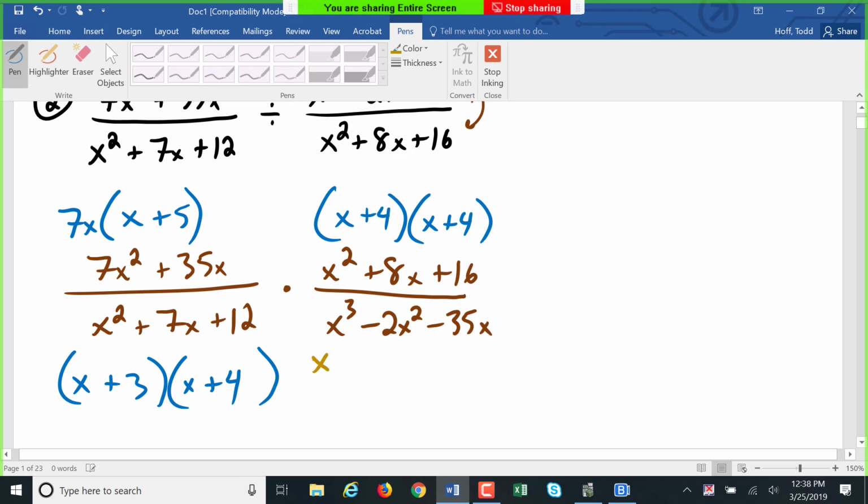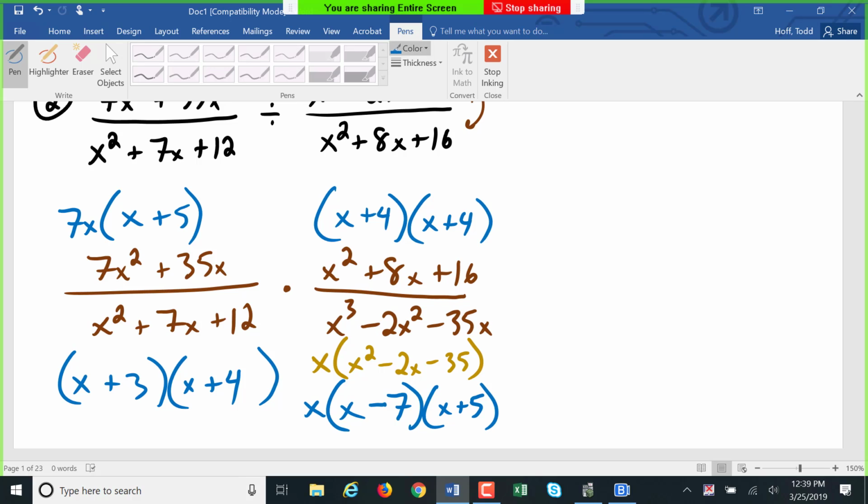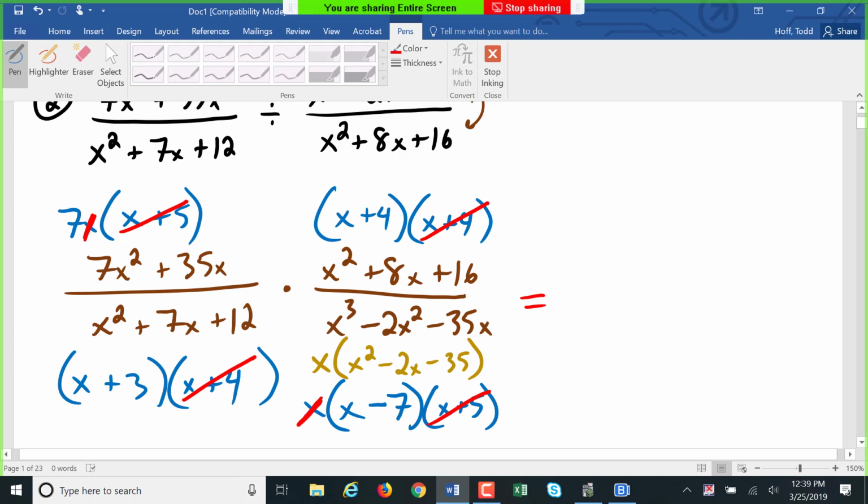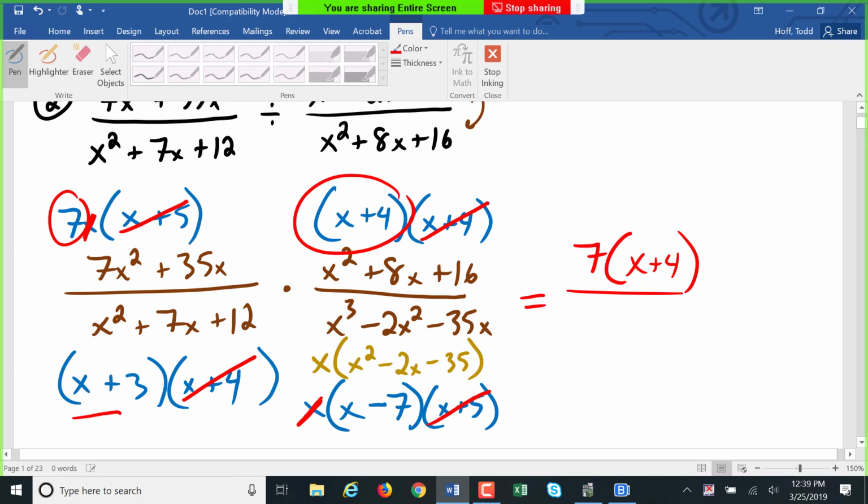Now for this one here, we should first factor out an x to get that. Then what does that factor to? Perfect. x minus 7, x plus 5. Now we can start canceling. We can cancel this x and this x. We got x plus 5 and x plus 5, x plus 4 and x plus 4. So on top we have 7 times x plus 4. On bottom we have x plus 3 times x minus 7.